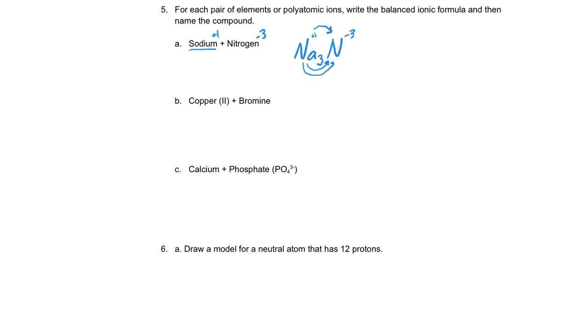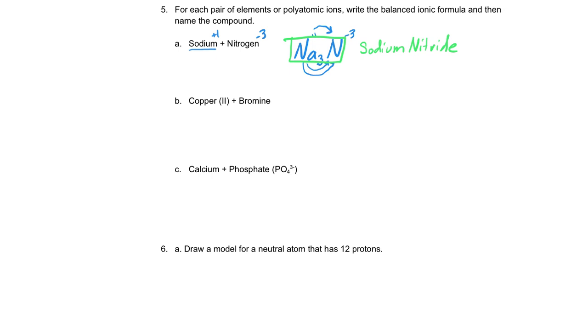So each one of those sodiums is happy because they've each given up 1, and the nitrogen is happy because he has gained 3. And so the final formula here would be Na3N, and we would call that sodium nitride. Okay, and you'll remember we just changed the end to be "ide." And that's it. All right, let's have a look at the next one.